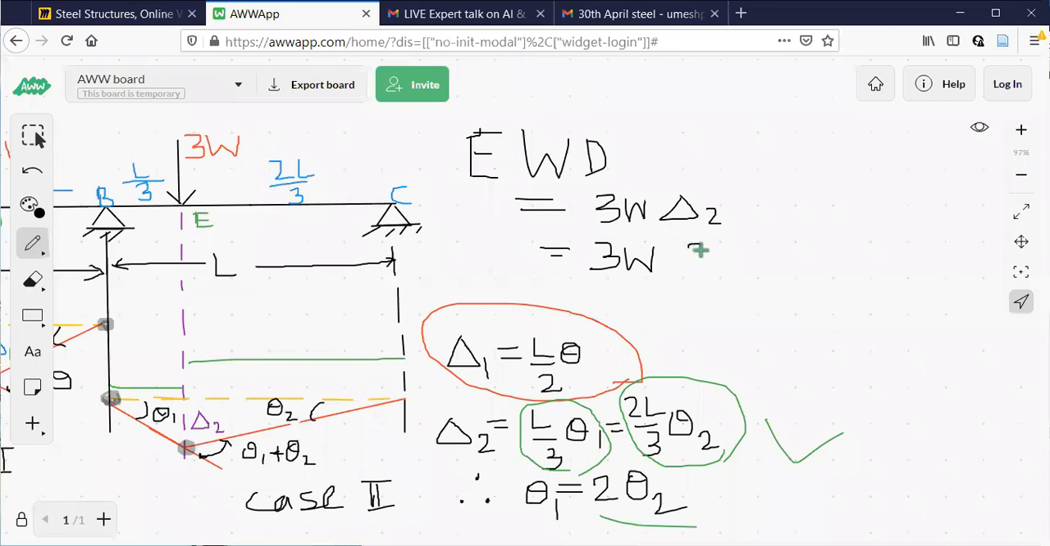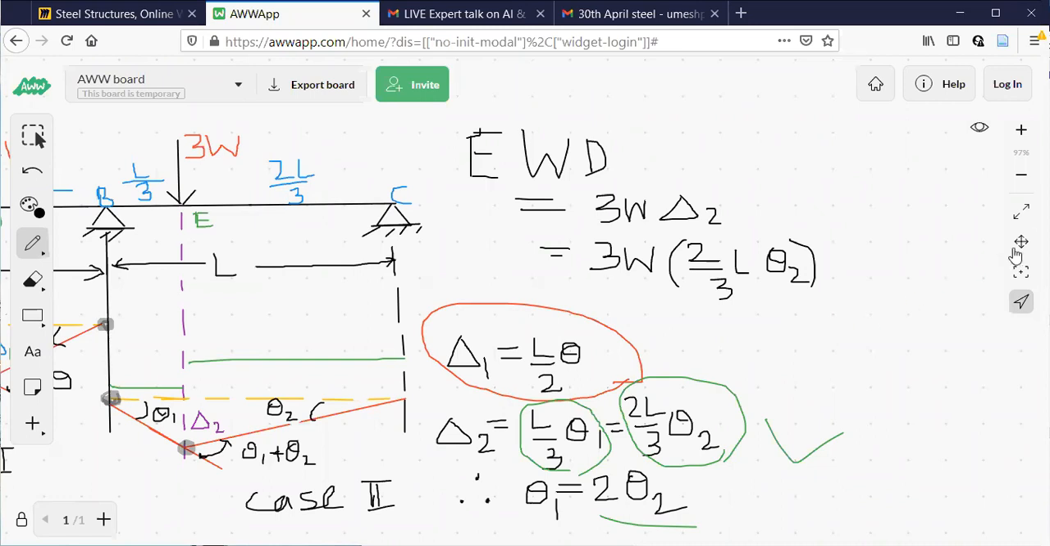Because I want to convert all this into a single angle. 2 by 3, whatever this distance is, that into this angle it is. So 2 by 3 L into theta 2. Whatever is there in the bracket, this is nothing but delta 2. Okay. This much is your external work done by the force.